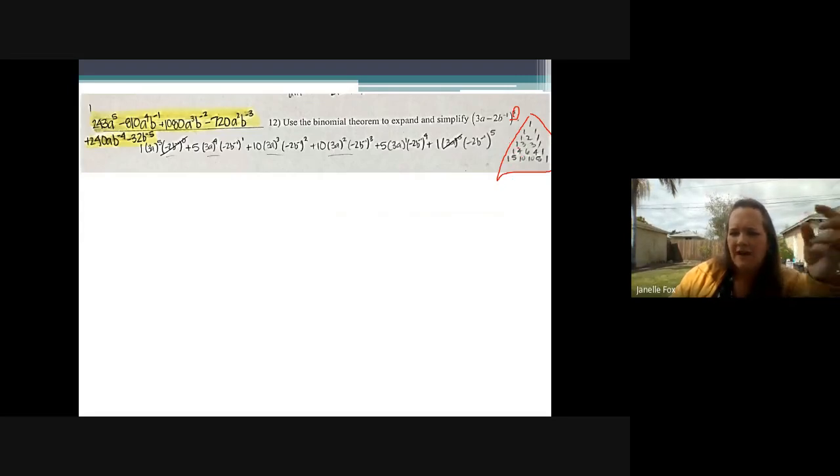So the 1, 5, 10, 10, 5, and 1 are my coefficients. And you can see that I just started by writing the coefficients. So 1, 5, 10, 10, 5, and 1. And then I just did the first guy, which was a 3a, and I did those starting with the power of 5 and went down. And then I had a negative 2b to the -1, and that went powers going up.